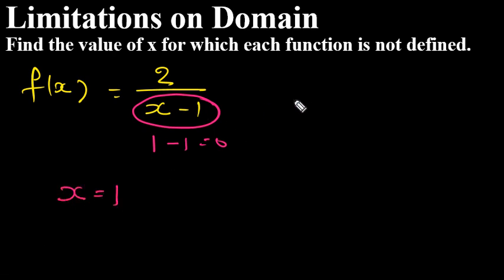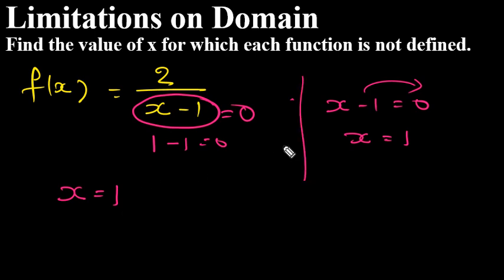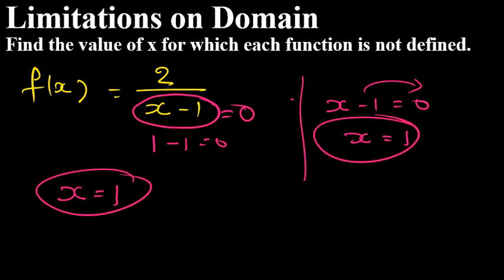Or else you can try this way. I told you, keep this equal to 0: x minus 1 equals 0. This will go to this side, x is equal to plus 1. When you change sides, the sign changes. Right? So either you can try this way or this way. Both will give you the same answer, x equals 1. So the function is undefined at x equals 1.